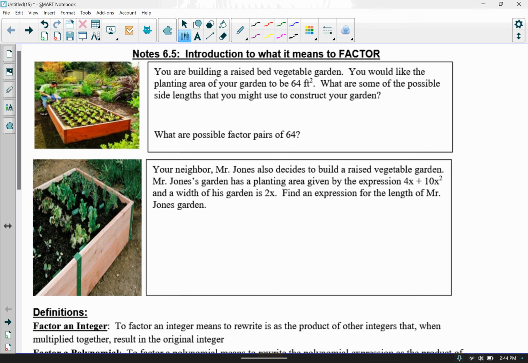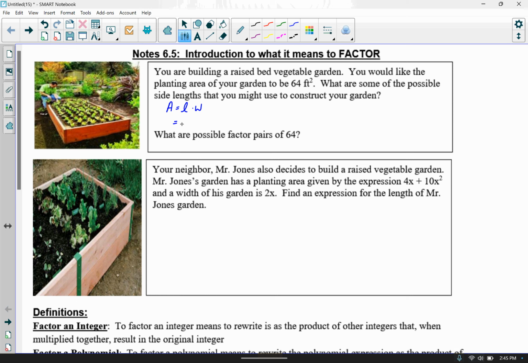It says you're building a raised bed vegetable garden, and you'd like the planting area of your garden to be 64 square feet. And they want us to know, what are some possible side lengths that you could use to construct your garden? So in other words, what are possible factor pairs of 64? What are ways that we can multiply to give us 64, right? Because remember, we're talking about area, so area is equal to length times width.